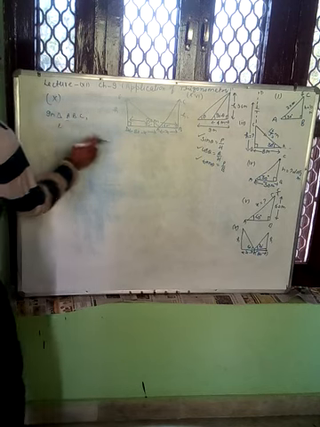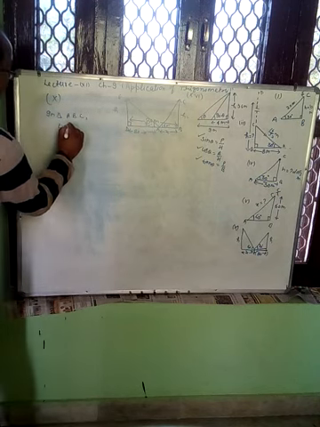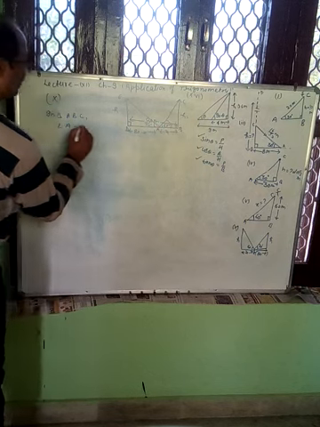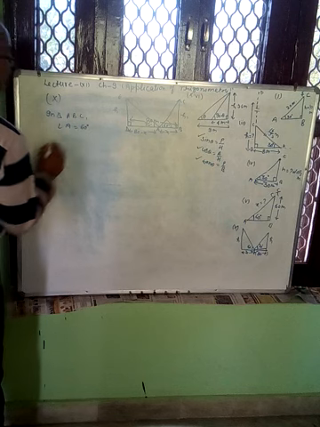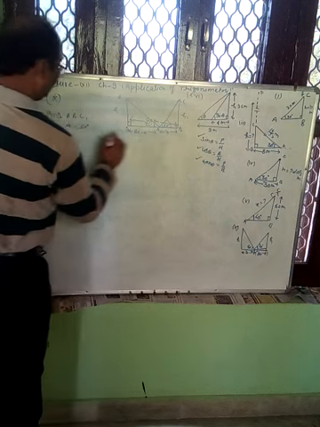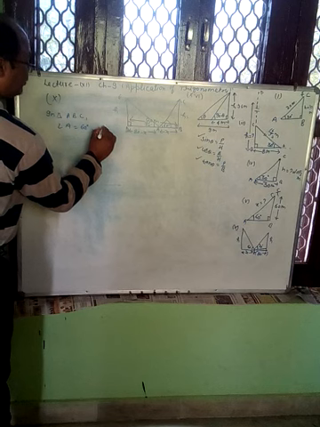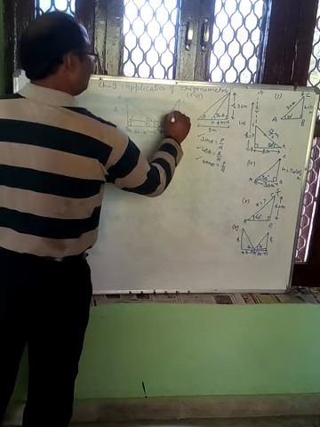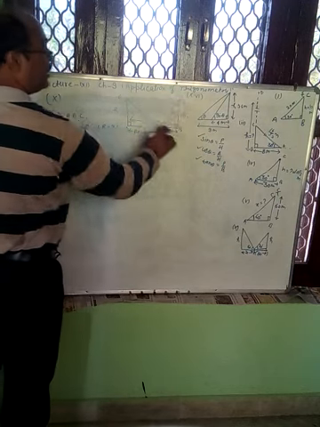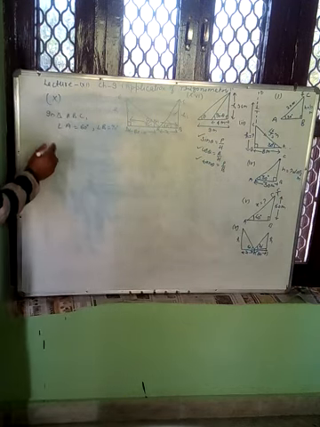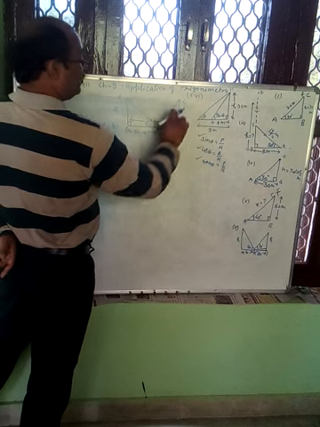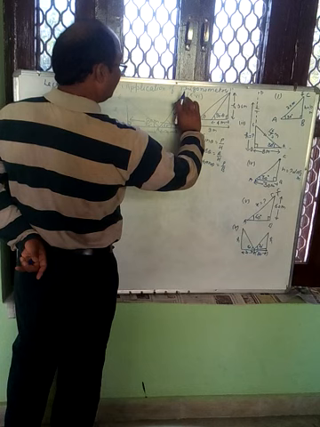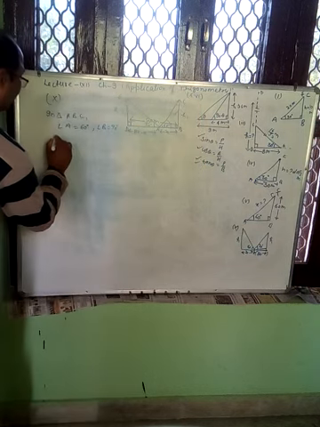In triangle ABC, angle A is equal to this angle, 60 degrees. Angle B is 90 degrees. First we apply this in the right angle triangle. We are using this formula: tan theta is perpendicular upon base.